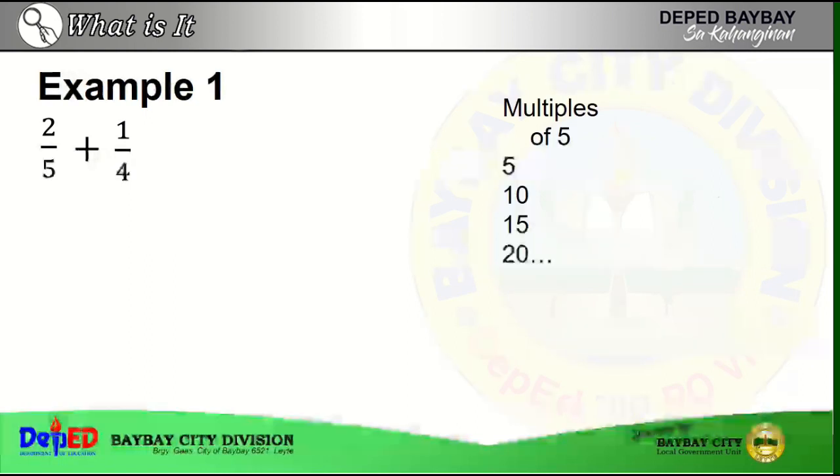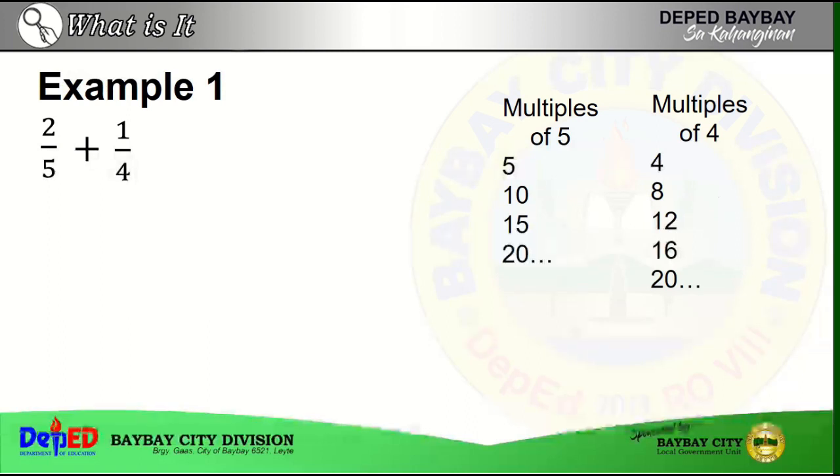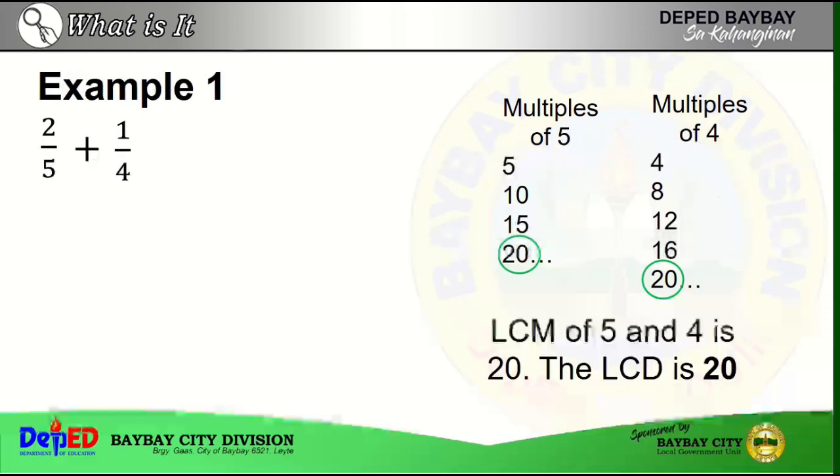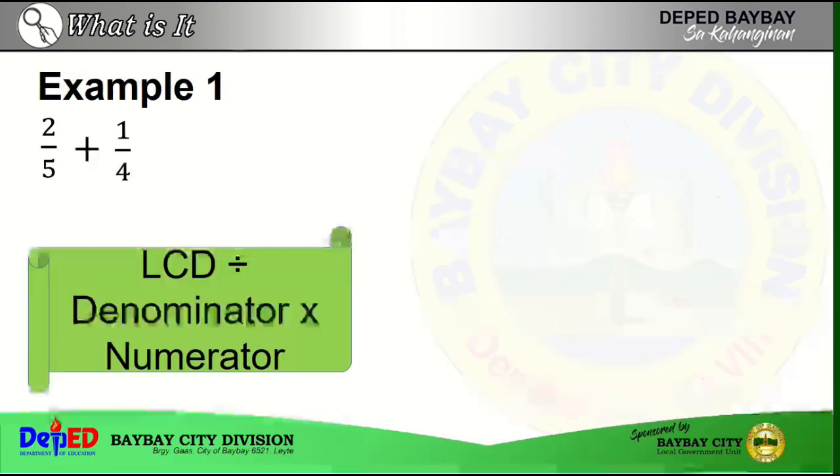For multiples of 5, we have 5, 10, 15, 20, and so on. For multiples of 4, we have 4, 8, 12, 16, 20, and so on. As you observed, the least common multiple of 5 and 4 is 20. Therefore, our LCD is 20. Since we have our LCD, we now proceed to the next step, which is to use the technique LCD divided by denominator times numerator.